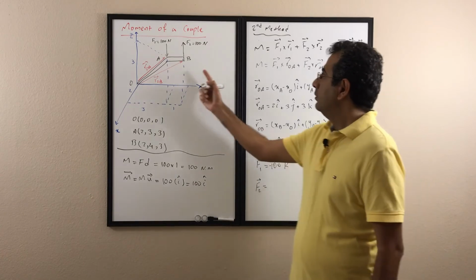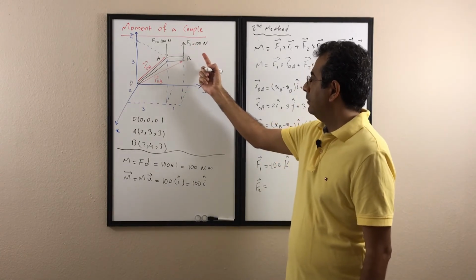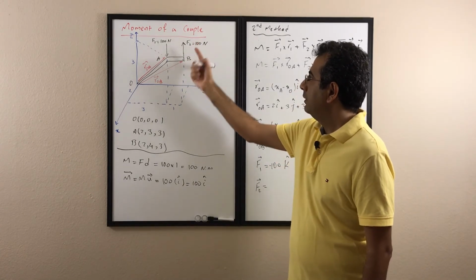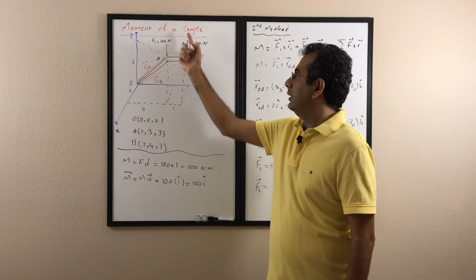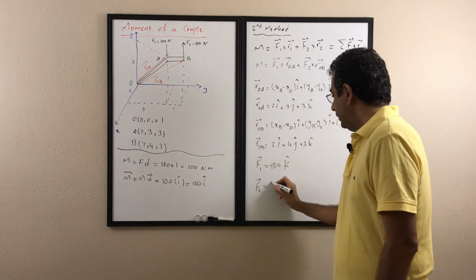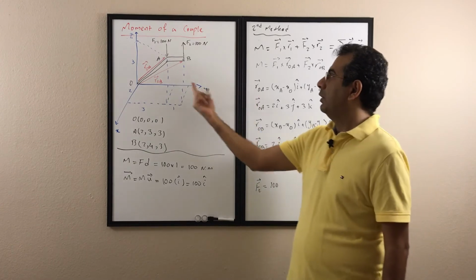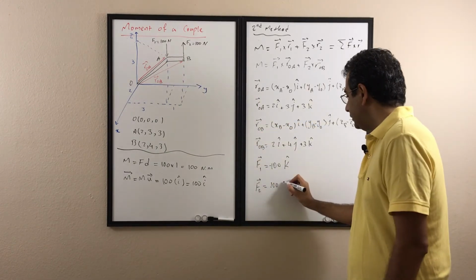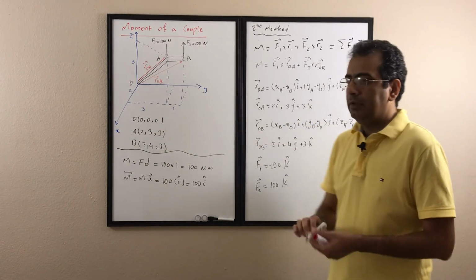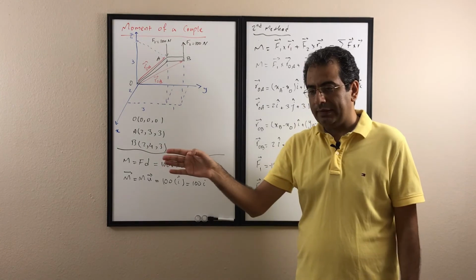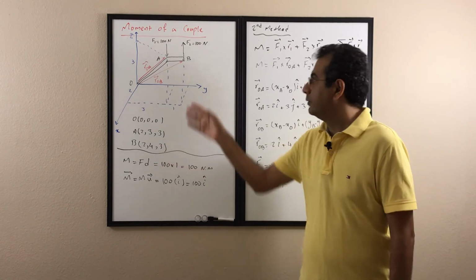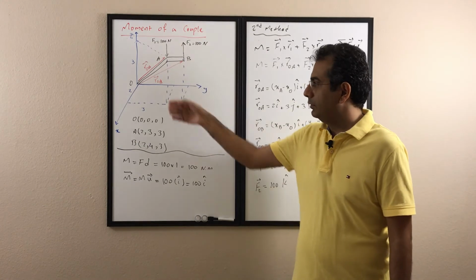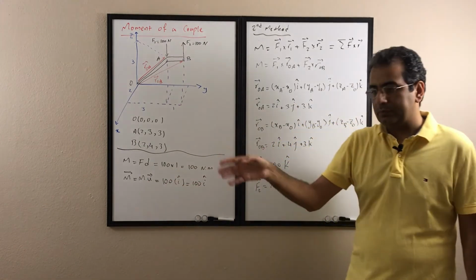It's going to be positive. So if you look at the F2, it is going to be positive. It's parallel to z, and positive. So the positive is the magnitude, and because it is parallel to the z-axis, it's going to be k. The same thing if it was in the positive direction of x, it would be i. For example, if it was 100 and parallel to the positive of x, it would be 100i.